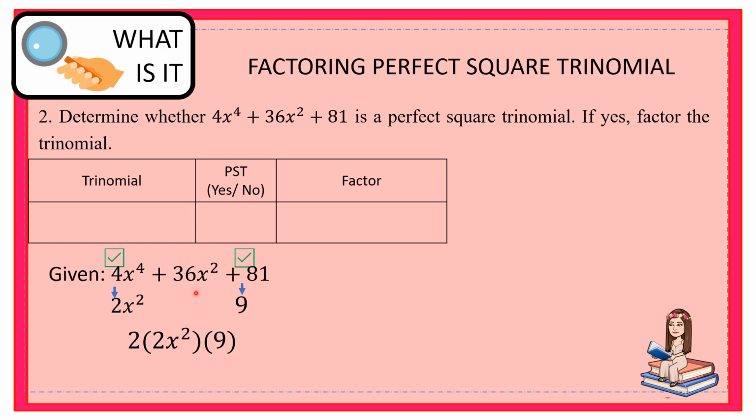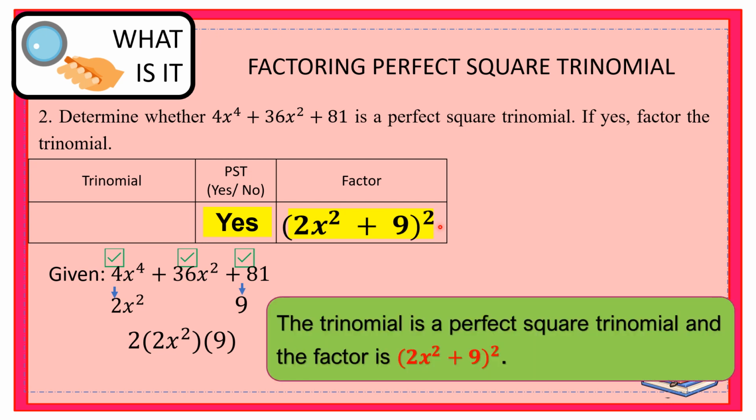Match ba? Yes. Dahil match siya, this is a perfect square trinomial. And what will be our factor? O, diba? Copy the first square root, follow the sign, and copy the second square root, and then make it a square. Therefore, the factor is 2x squared plus 9 squared. So, the trinomial is a perfect square trinomial, and the factor is 2x squared plus 9 squared.